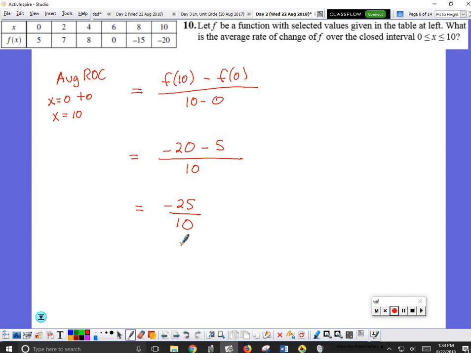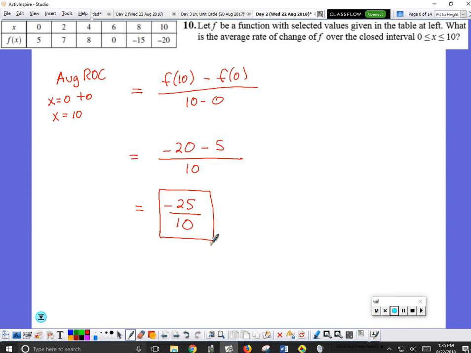So if we look at the function from the xy pair at 0 to x equal 10, we see that the output is dropping by 25 over that interval, while the input is increasing by 10. That's what average rate of change means. How much is the output changing relative to how much the input is changing? So again, don't memorize the computation, memorize the idea. That's what's going to be important.